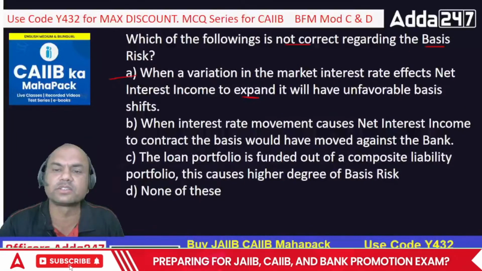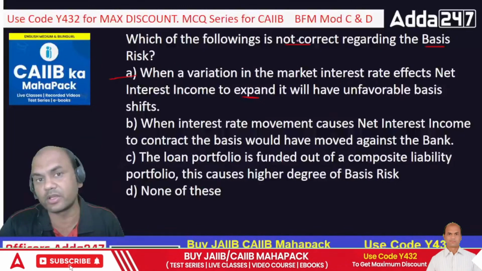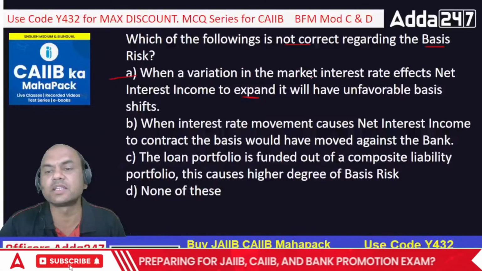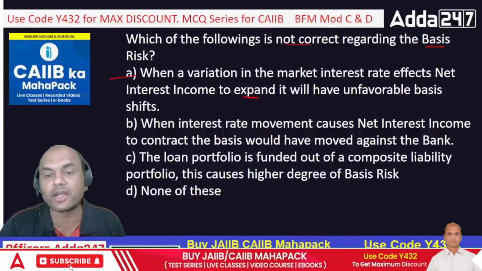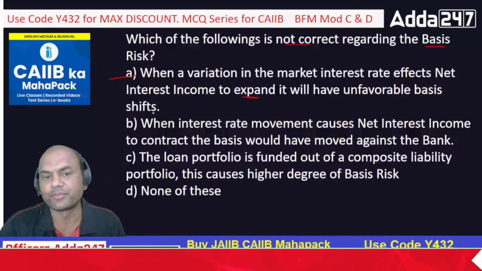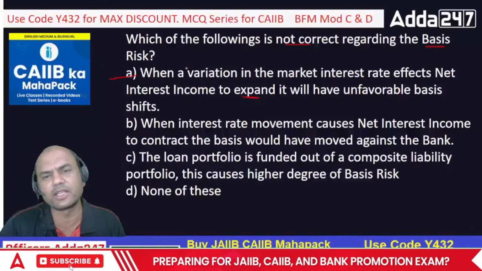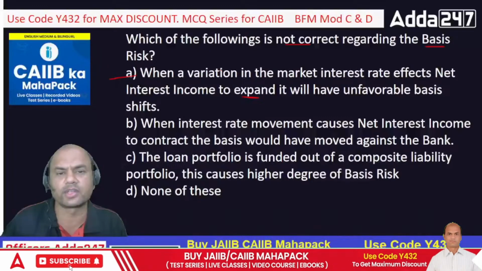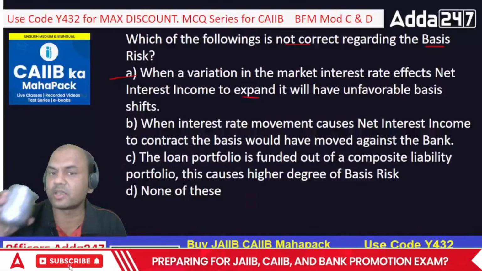Which of the following is not correct regarding the basis risk? Not correct. Now we want a not correct. So false we wanted. When the variation in the market interest rate affects net interest income, to expand it, it will have unfavorable basis shifts. Such difficult wordings you get in these questions. Remember, these wordings you will get in the exam also. So you need to be very correct and clear in reading these.